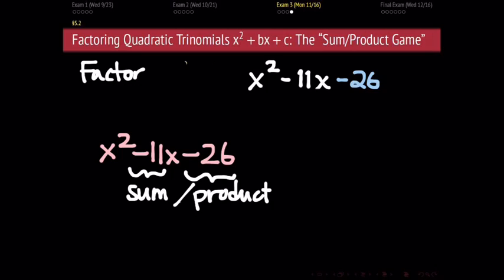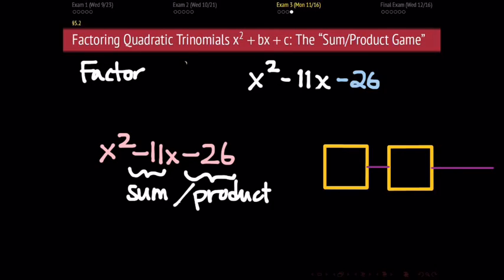So whatever my two numbers are, they need to satisfy the following. I'm going to draw it like this here. They need to satisfy that when I multiply them together, I get negative 26. And when I add them together, I get negative 11. And it has to be the same pair of numbers in those two boxes. 2 and negative 13. Okay, great.